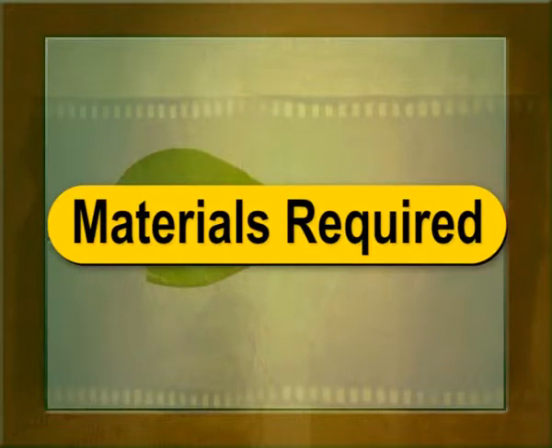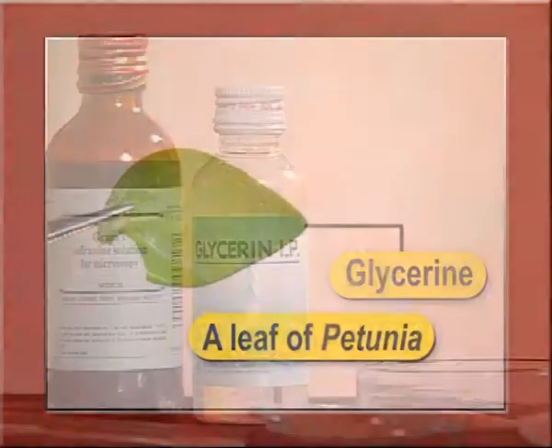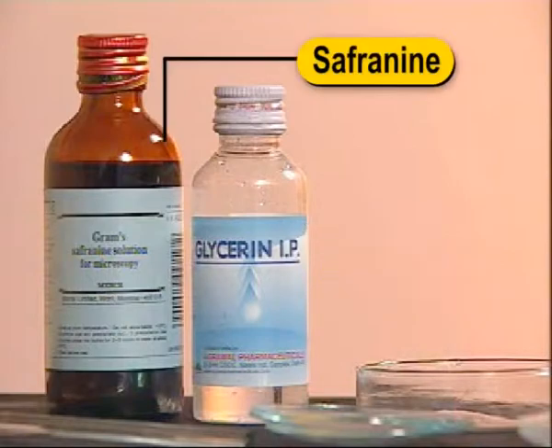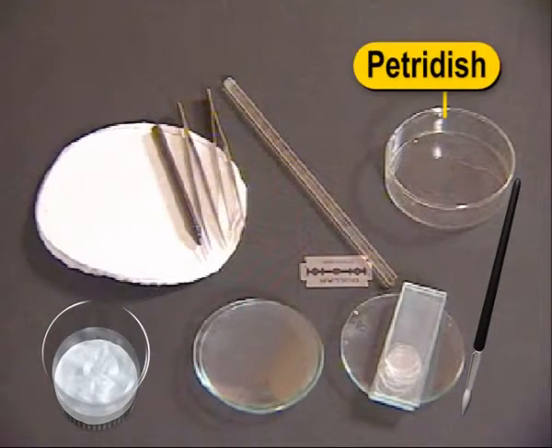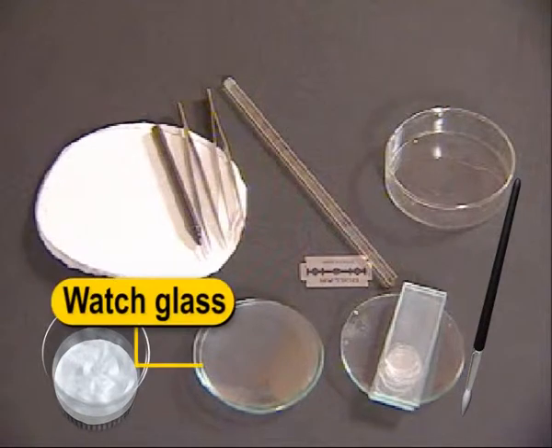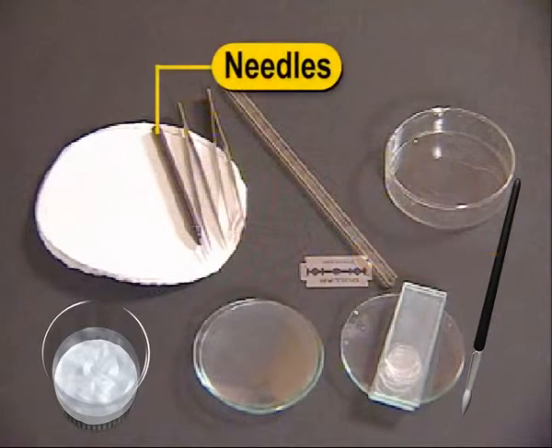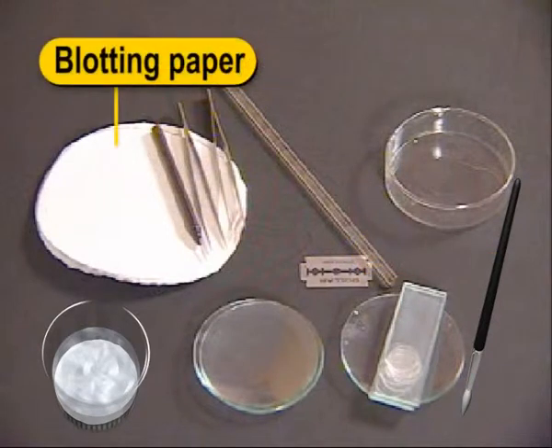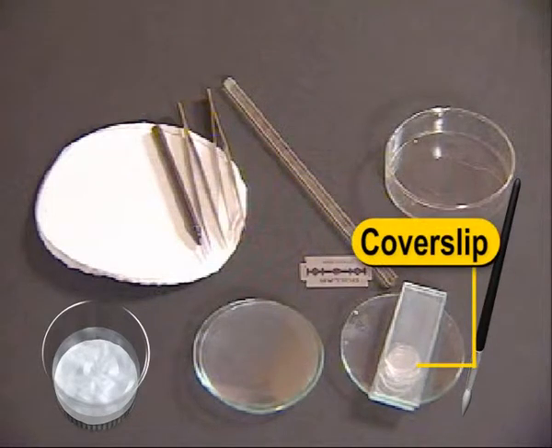Materials required. Materials required for this experiment are a leaf of petunia, glycerine, safranine, forceps, petri dish, watch glass, beaker, brush, needles, blotting paper, blade, cover slip, etc.